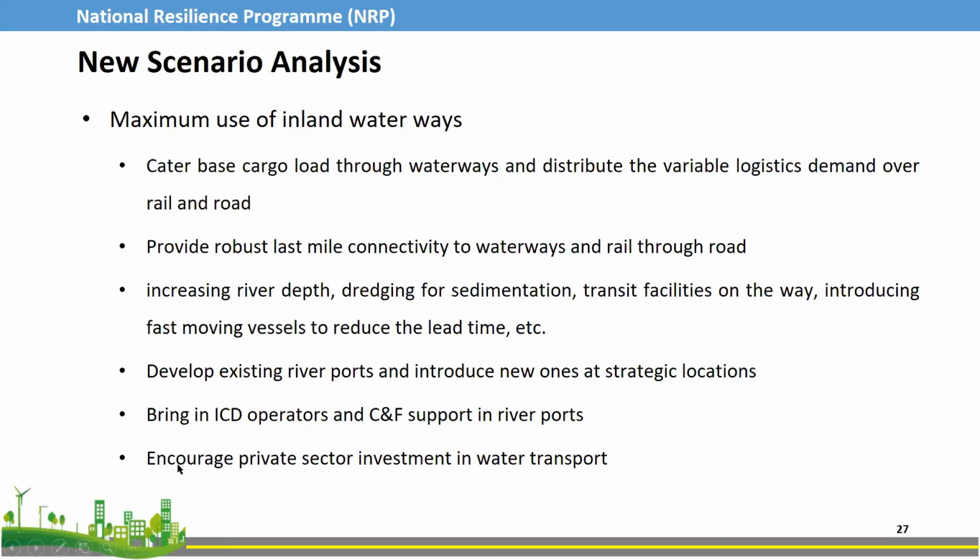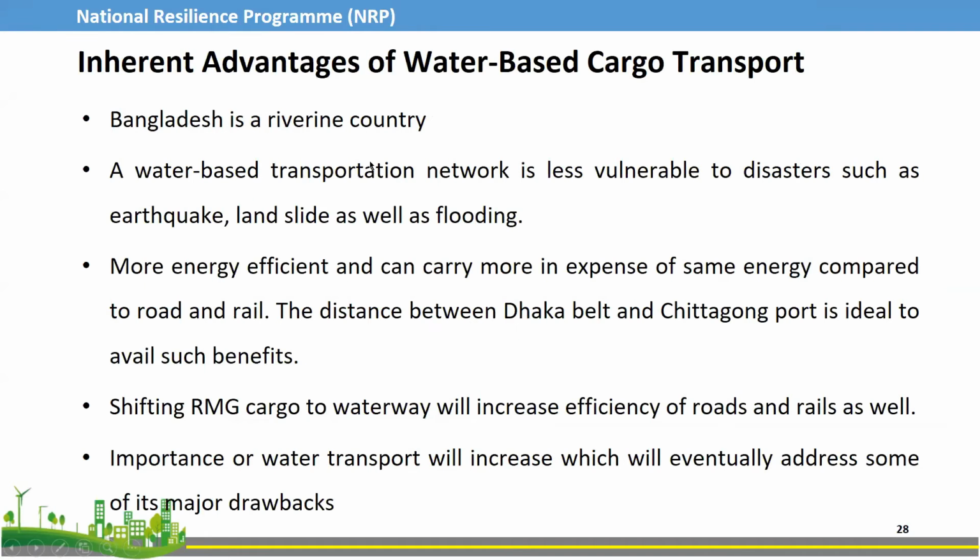So when they are going directly to the Chittagong port, there is no other bureaucratic process in between. And when this sector will be encouraged, we also feel that private sector will start investing in water transport as well. Some of the inherent advantages that our water-based cargo transportation has in Bangladesh is that we are a riverine country, and water-based transportation is less vulnerable to disasters such as earthquake, landslide, as well as flooding, because waterways don't get impacted with these things, right?